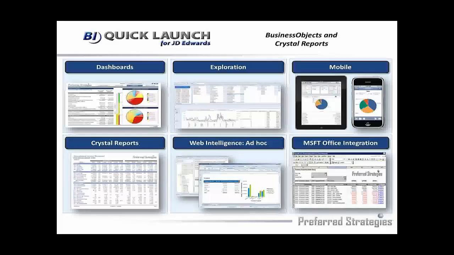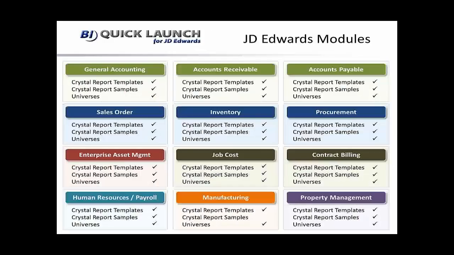for JD Edwards customers. So we have a suite of 100 plus templates and samples for Crystal, and 30 different universes, which are the semantic layer to drive a lot of the other things like dashboards and ad hoc and exploration of data and BI mobile capabilities. So that's kind of in a nutshell, and here's a breakdown by the different modules: the general ledger, accounts receivable, accounts payable, sales order, inventory, procurement, enterprise asset management, job costs, contract billing, human resources and payroll, manufacturing, and property management.